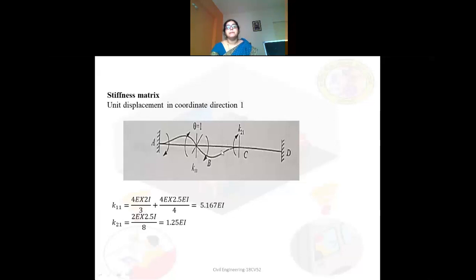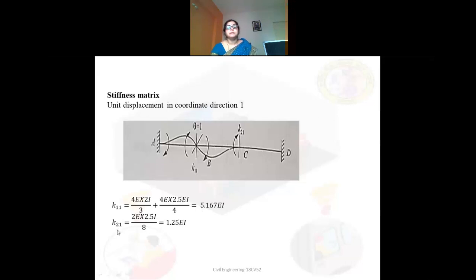Similarly, for span BC, it is 2EI by L into (2 theta B plus theta C minus 3 delta by L). 3 delta by L is 0. Theta C is also 0. If I put theta B equal to 1, what is the answer I am going to get? 4E into EI value is 2.5 EI divided by length is 4. So the answer is 5.167 EI.